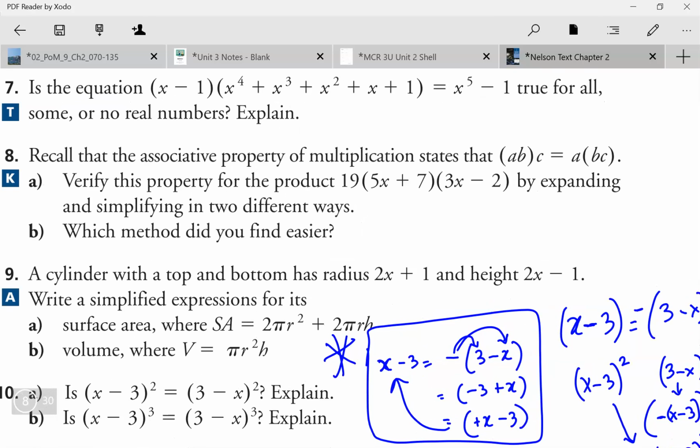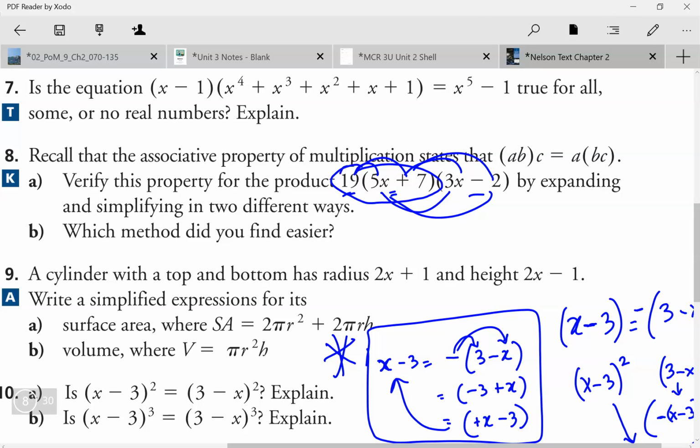Okay, this is associative property, expanding, simplifying in two different ways. This is again saying that when you have a number and two brackets, you can either do this first, move the 19 in here and then do the FOIL, or you can do the crab claw first and then multiply all of that by 19. I will tell you that doing the crab claw first is usually easier because these are smaller numbers.